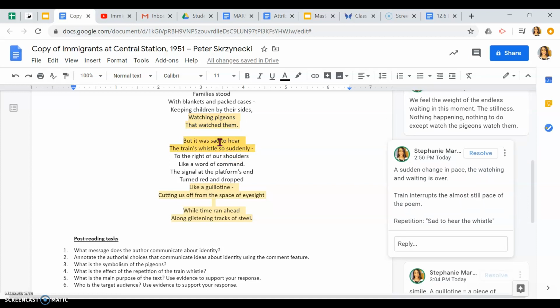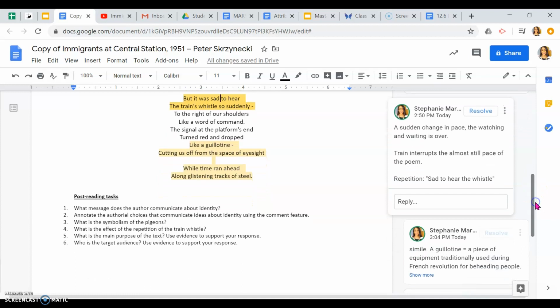And in the last two little sections of this poem, it was sad to hear the trains whistle so suddenly. So again, there's a sudden change in pace. Suddenly the watching and the waiting is over. The train interrupts that still pace of the poem. And obviously there's that repetition: it was sad to hear the whistle, which was repeated in the first stanza of the poem, in the opening.